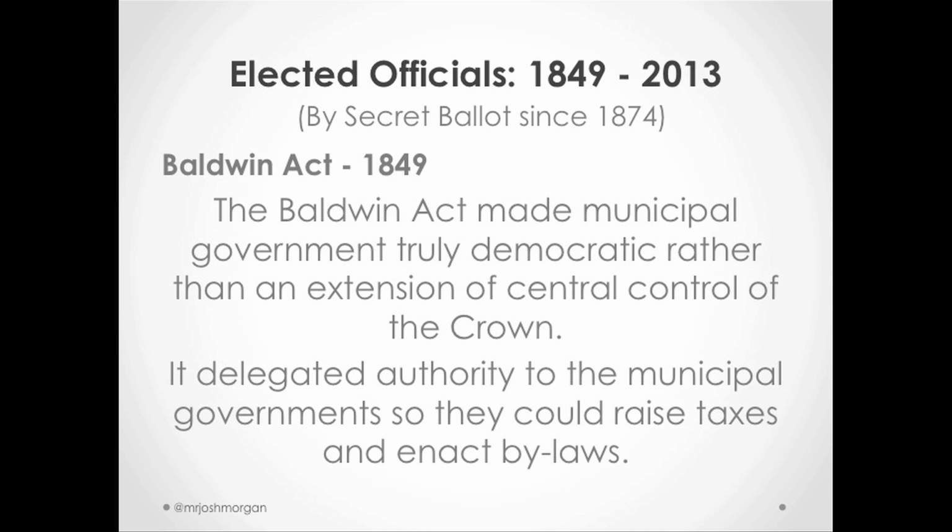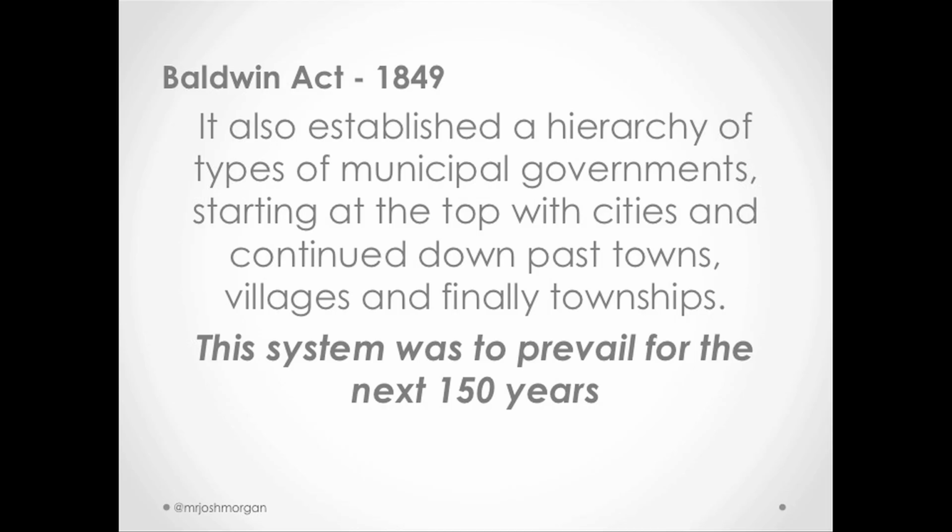What the Baldwin Act did was set up democratically elected representatives to run local governments. It also delegated authority to those municipal councils so that they could raise their own taxes and enact bylaws. It's also responsible for the hierarchy of government types that we have in Ontario with cities, towns, villages, and township councils. And that system prevailed for about 150 years until the mid-1990s when it was adjusted.